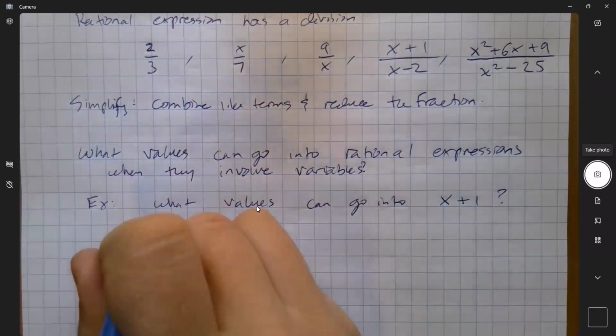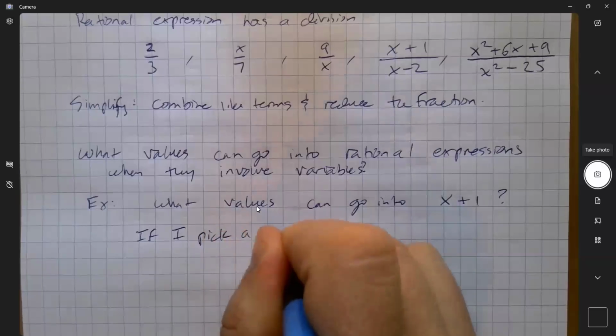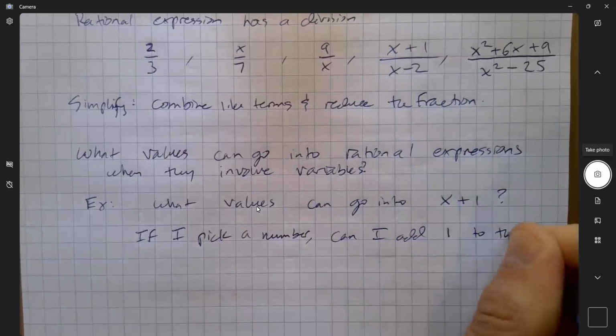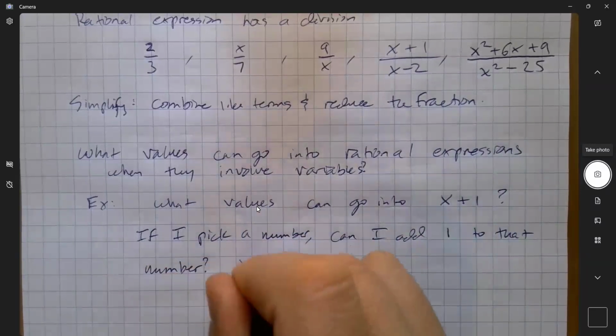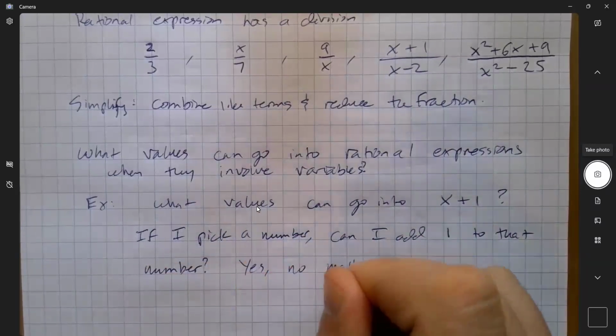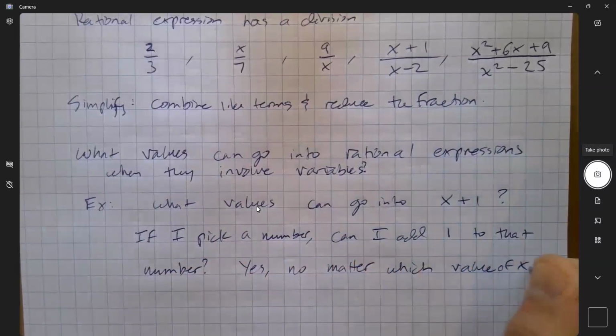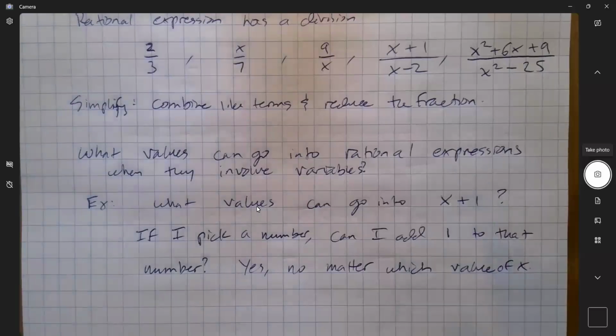What I'm really asking is, if I pick a number, can I add 1 to that number? And the answer should be yes, no matter which number I choose. So no matter which value of x. If I pick 10, 10 plus 1, that's not a problem. If I pick negative 19 plus 1, not a problem. If I put 62 over 7, I can add 1. That's not a problem.